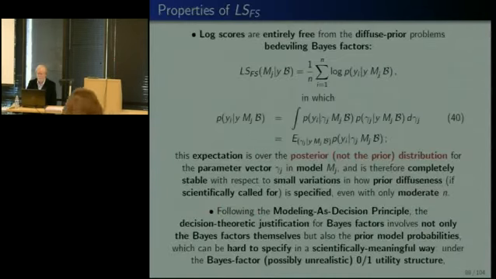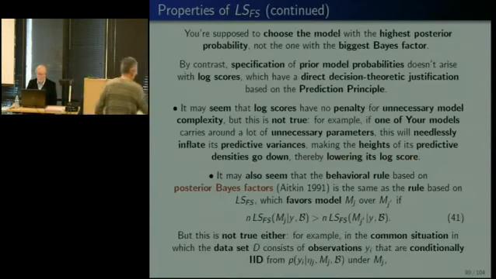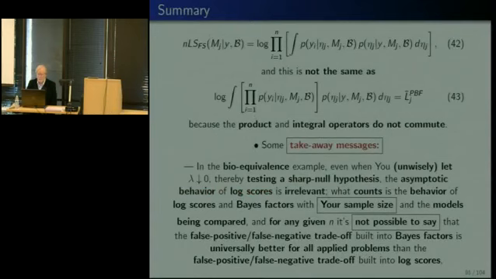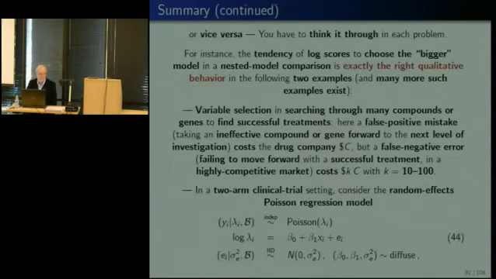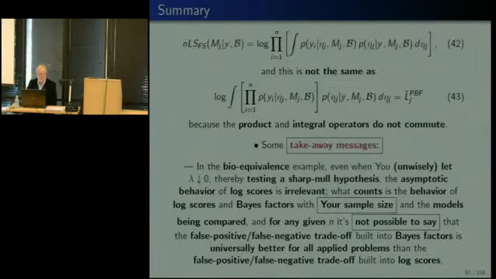So the conclusion here is that I'm going to skip some of that stuff and leave you with some takeaway messages on page 91. In the bioequivalence example, even when you unwisely let that lambda go to 0 and test a sharp null hypothesis, in my view, the asymptotic behavior of any of these methods, and particularly log scores, is irrelevant. What counts is the behavior of log scores and Bayes factors with your sample size and the models being compared.